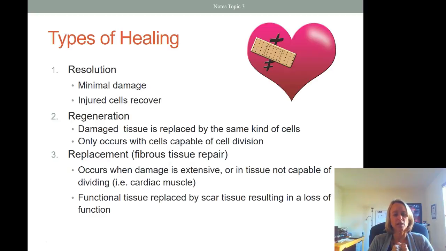And then replacement. This occurs when damage is extensive in tissues that are capable of dividing, or in tissues that are not capable of dividing. Then the damage does not even need to be extensive, such as cardiac muscle or neurons. With replacement, functional tissue gets replaced by scar tissue, and that's going to result in a loss of function.